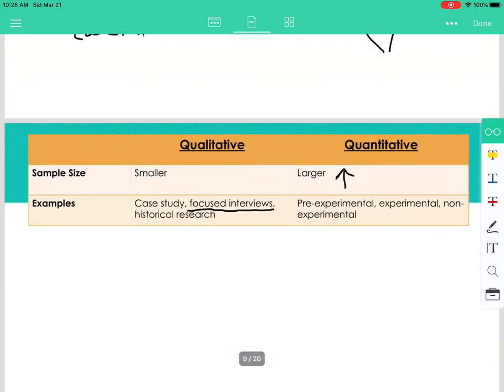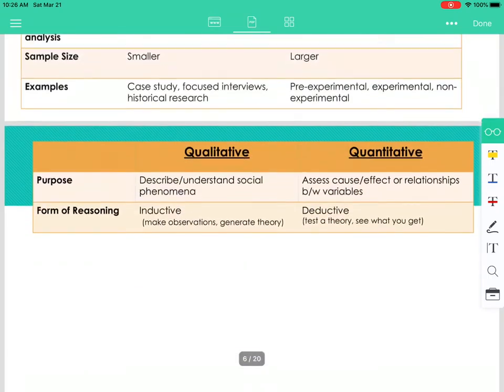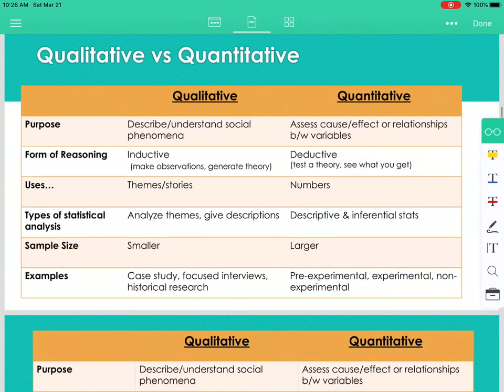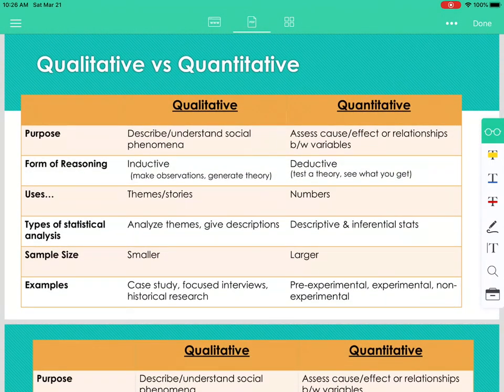Okay, so those are the basics. If I go back, here's our chart, because I love charts. You can really see a nice side-by-side comparison. And like I said, this is important. So I know it's not the sexy stuff.